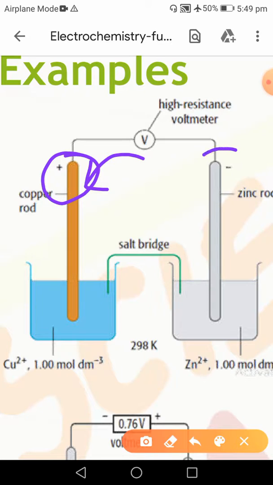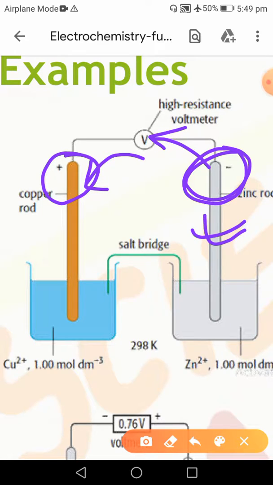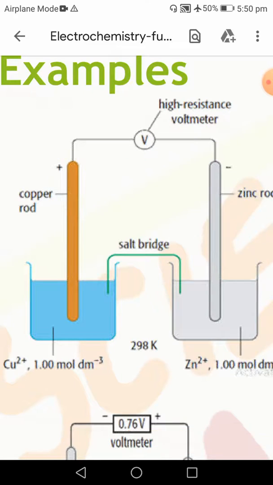And the side which is oxidized, that means which loses electrons, appears to be like this: this rod is negative, so it's repelling the electrons away from it. That's why the rod which loses the electrons is considered the negative electrode.